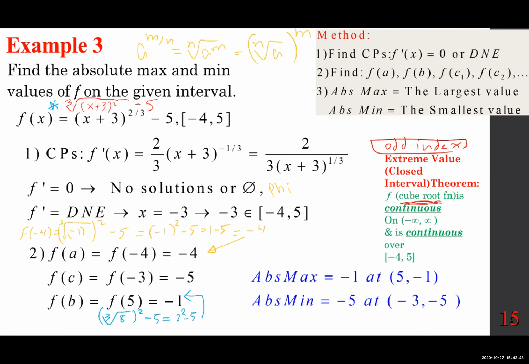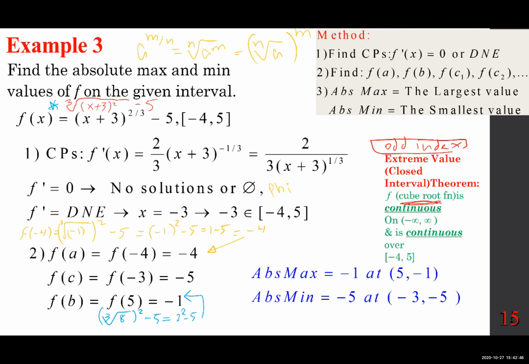And the writing is very straightforward, class. Absolute max equals negative 1 at (5, negative 1), and absolute min is negative 5 at (negative 3, negative 5). I showed you how to evaluate this. This is elementary algebra. You should have no problem with that, but just in case. I hope everybody's comfortable with that. All right, we can move on to the next question.